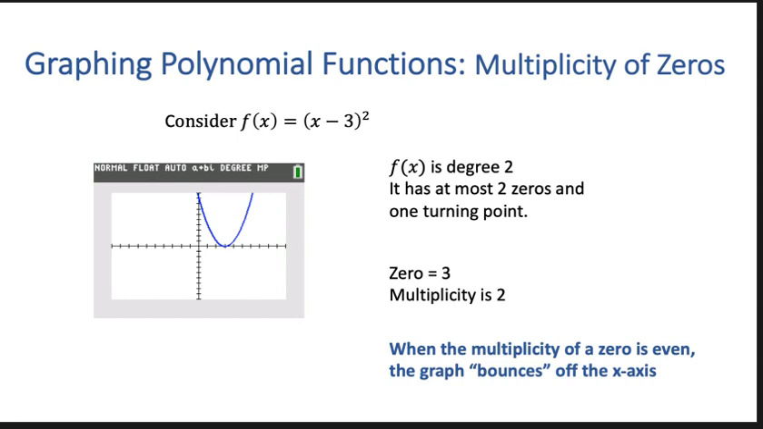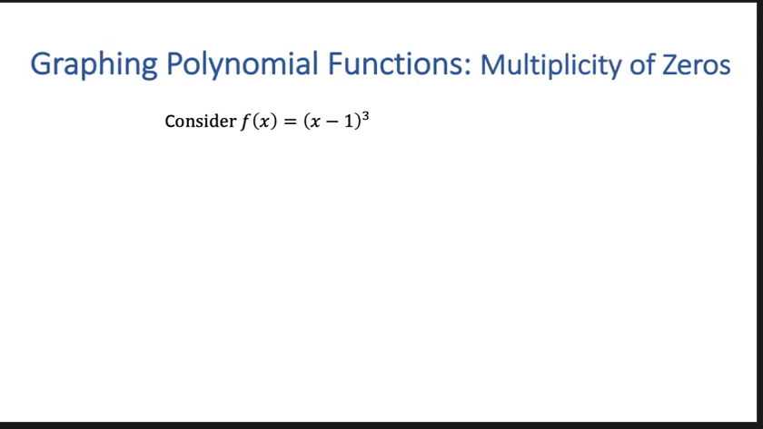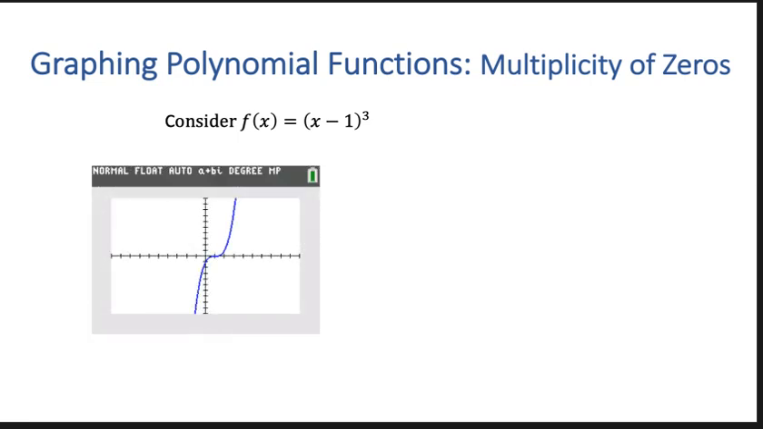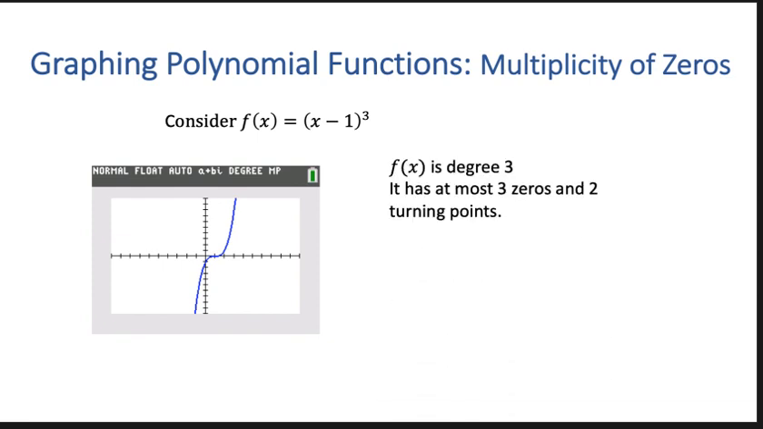Now let's look at an example where the multiplicity is odd. So here's a different function. f of x equals (x minus 1) cubed. That's the graph of x cubed shifted 1 unit to the right. Looks like this. A cubic function has a degree of 3, so it has at most 3 zeros and 2 turning points. This specific function only has 1 zero, and the multiplicity of that zero is 3.